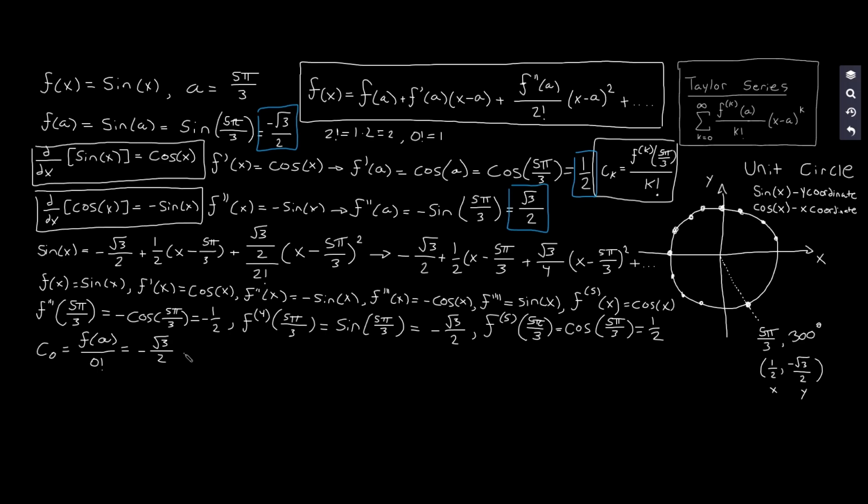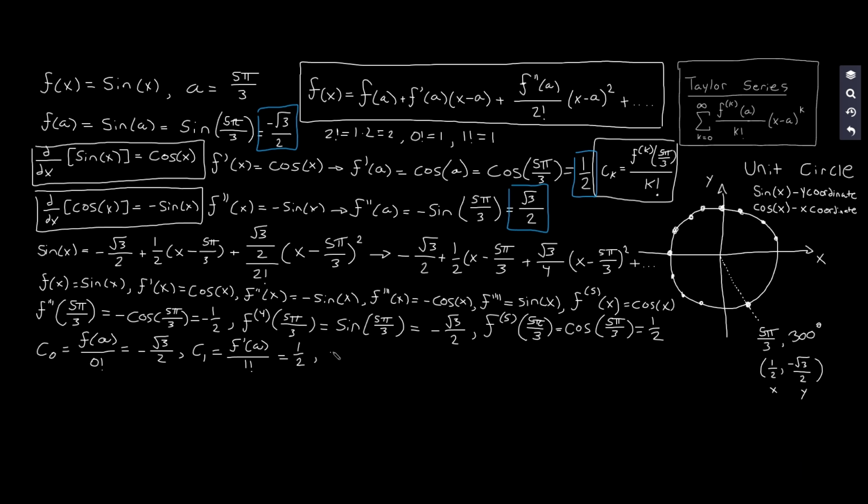Then we want our c sub 1. That's going to be f prime of a over 1 factorial. We know that f prime of a is just positive 1/2. 1 factorial is 1. So we have 1/2 over 1, also known as 1/2.